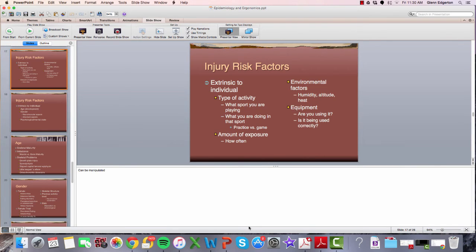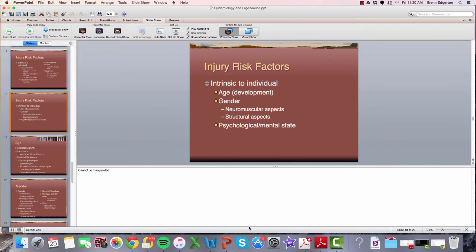Is there equipment associated with the sport? Again, an extrinsic type risk factor. Are you using the equipment? Is it being used correctly? Do you have the right equipment? Does it fit properly? All things that the athlete can't necessarily control internally. It's something that they have to ensure that it's happening.